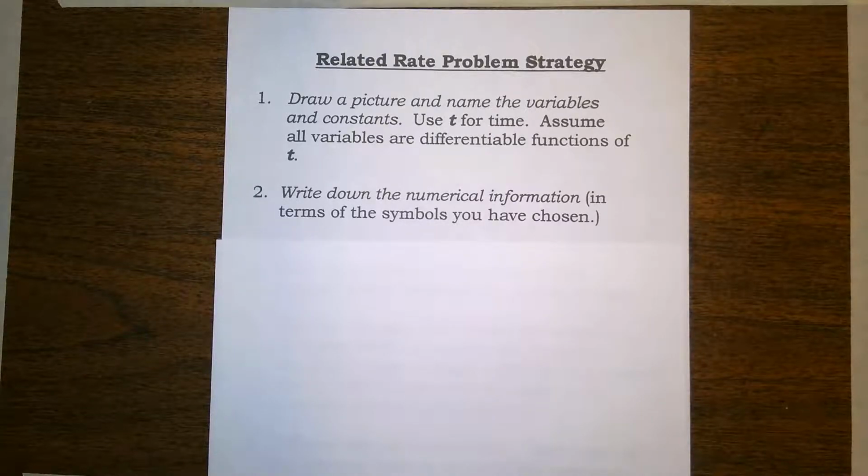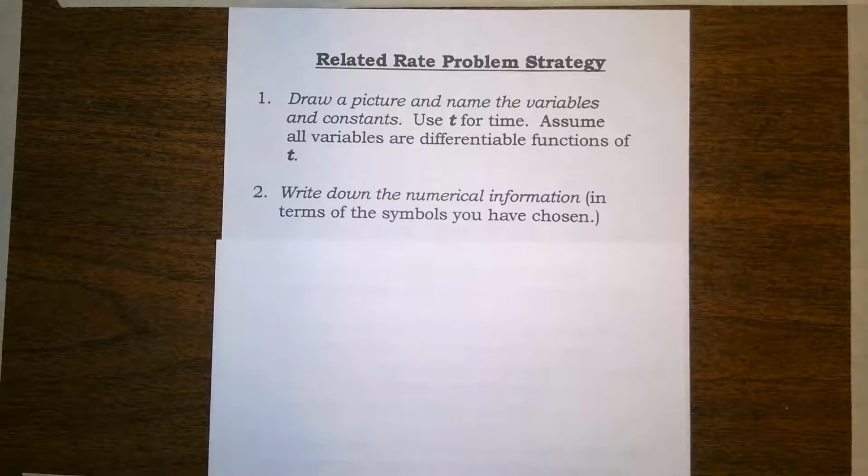Are we talking about the length of something, the height of something, the radius, volume, surface area? What are we dealing with here? For example, if I'm dealing with a circle, circle's nice and easy. Area equals pi r squared, area of a circle. Well, the changing area, dA/dt, is related to the changing radius, dr/dt.